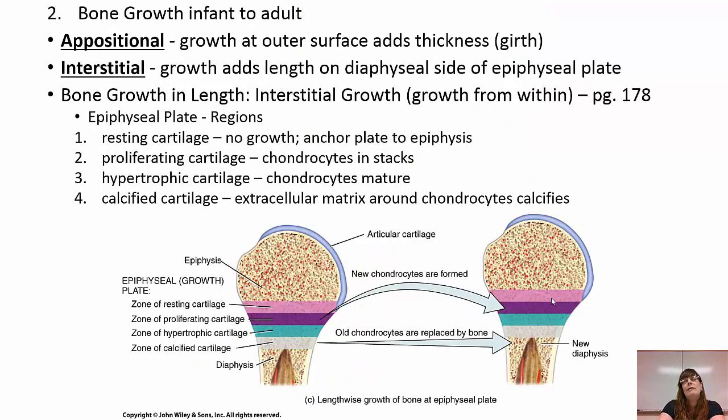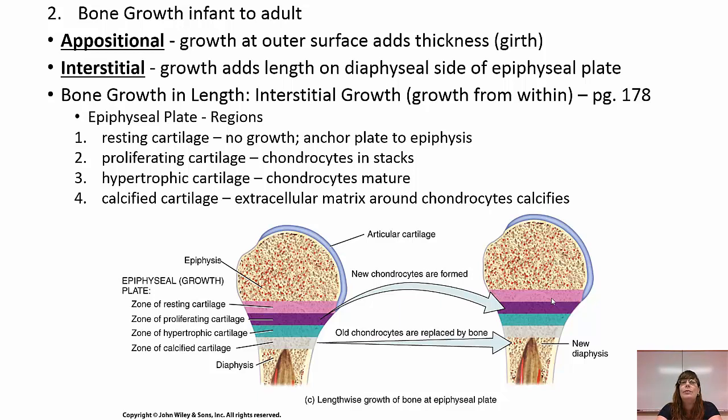Infant to adult, you have two types of bone growth, the appositional and the interstitial. Appositional is width, basically, so it occurs on the outer surface. Interstitial adds length, so on the diaphysis and the epiphyseal plate. Interstitial growth, the resting cartilage is the first zone, basically. You don't have any growth happening here, and this actually anchors the epiphyseal plate to the epiphysis.